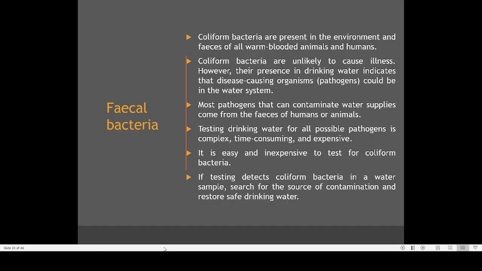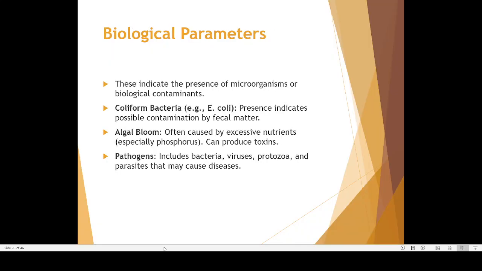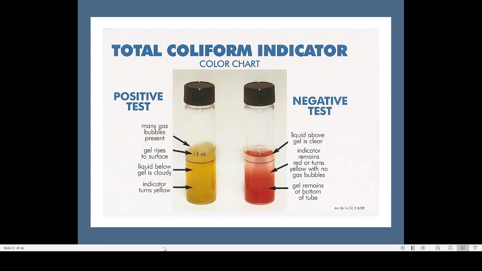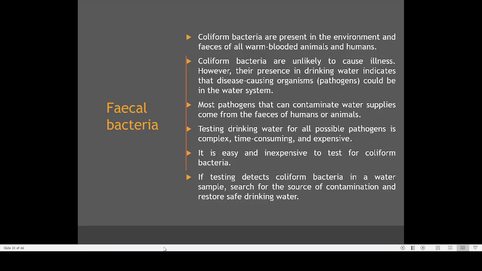Then we have to see what a fecal bacteria is. Earlier, under the biological parameters, I was discussing coliform bacteria. Now we have to understand what a coliform bacteria is. Coliform bacteria are present in the environment and feces of warm-blooded animals. Feces means excretory matter.